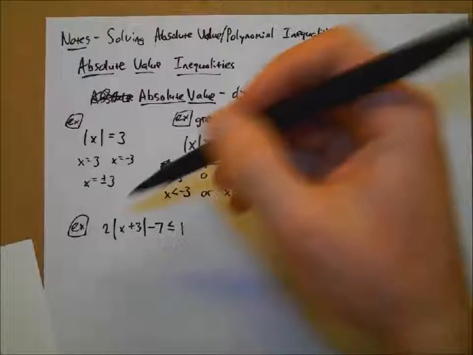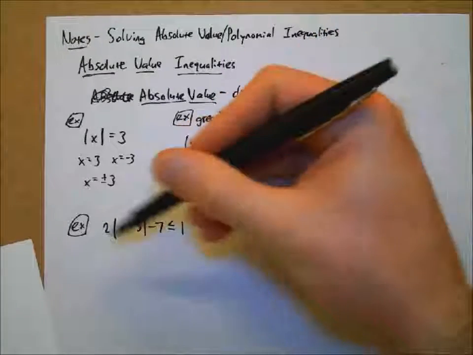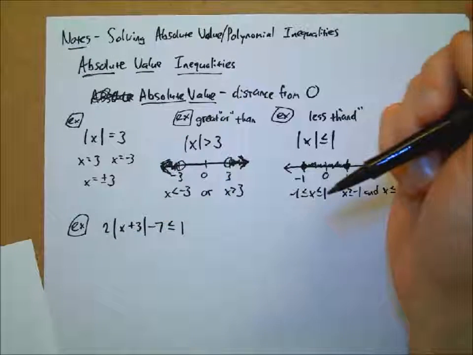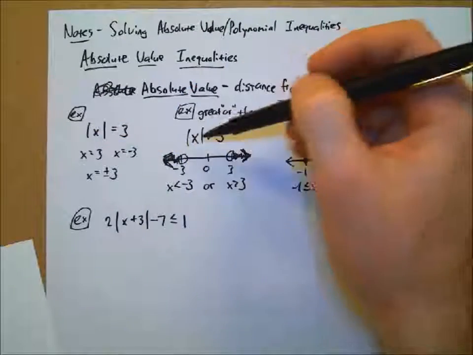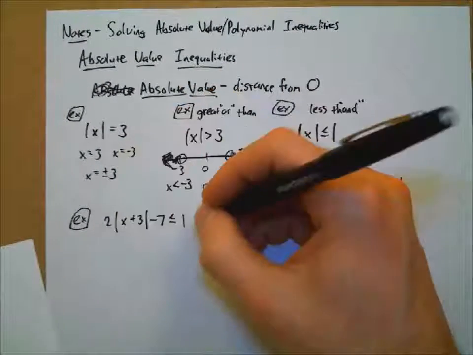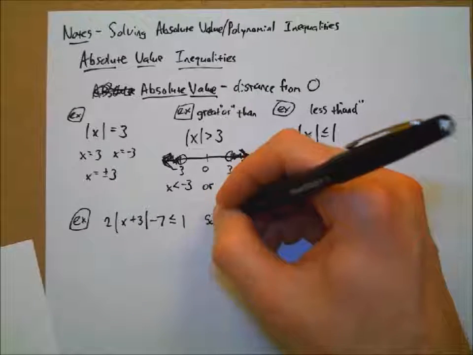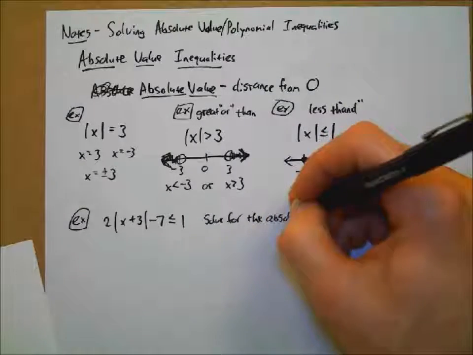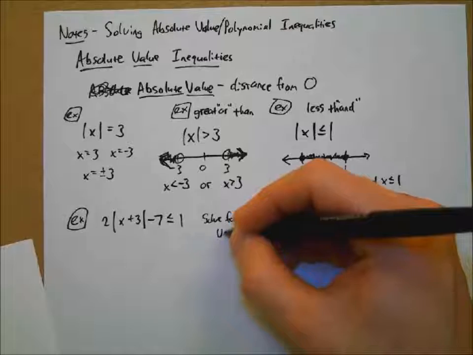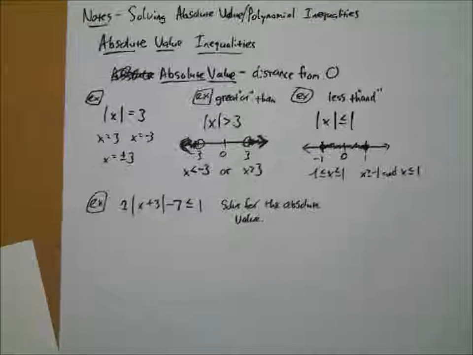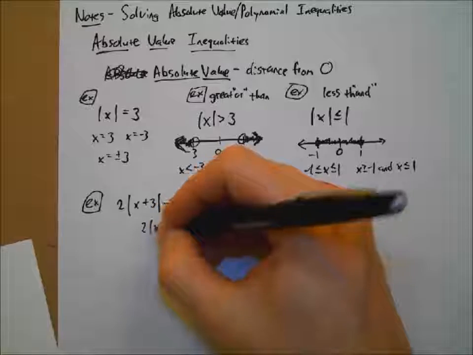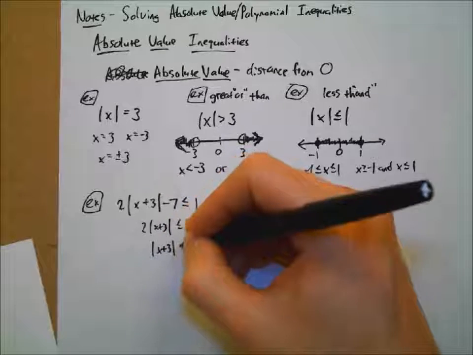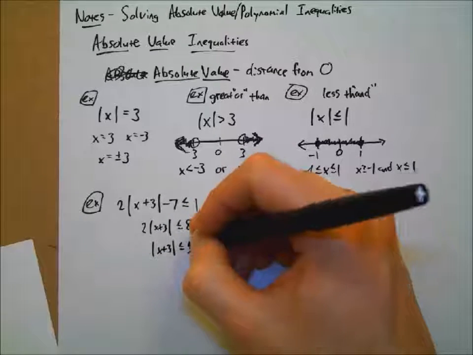In this situation, we've got some other stuff going on with our absolute value inequality besides just the absolute value itself of x plus 3. Here we've got the absolute value of x, these are all kind of isolated. So what you want to do here first is isolate, or solve for, the absolute value. So we'll add 7 to both sides here. Divide both sides by 2. Like that.